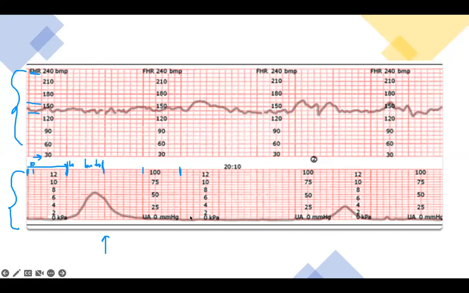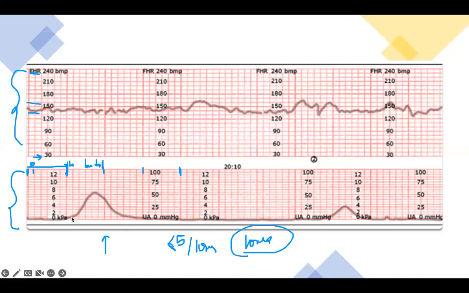When you count, usually they give you a 10-minute strip. So when they give it to you in exams, it will be a 10-minute strip. So this is the basics. Now, you look at it, there's a normal contraction. You're supposed to have 5 or less contractions in 10 minutes. That's the normal.